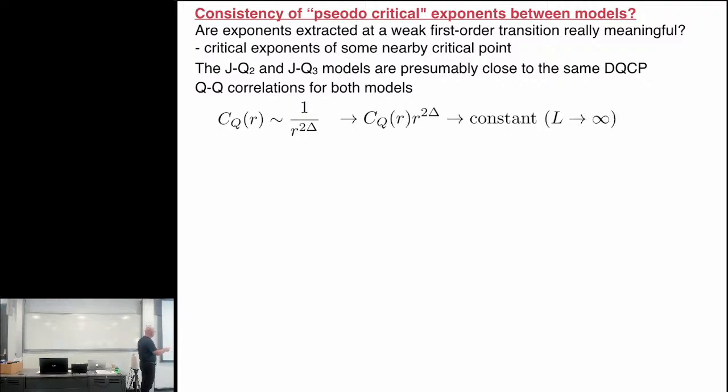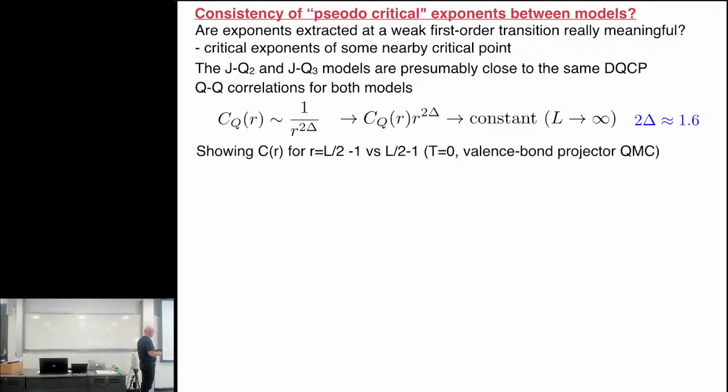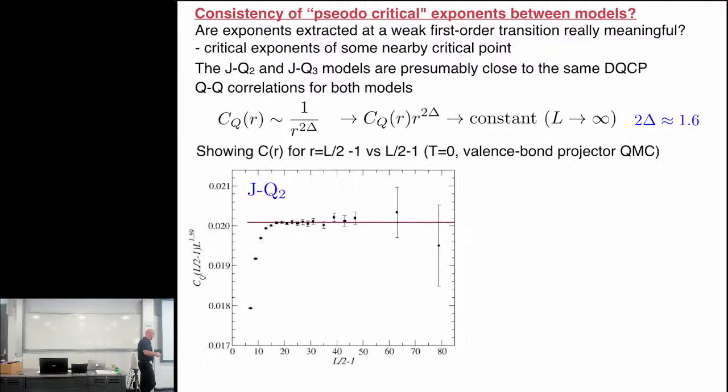Anyway, let's look at another model. Let's compare JQ2 and JQ3. So if I take my correlation function, and from the previous result I have a pretty good estimate of what Delta is, I can multiply that out, and it should then go to a constant when 2 times Delta has this value. This is the same model as I showed you before, but now multiplied out, so it should go to a constant.